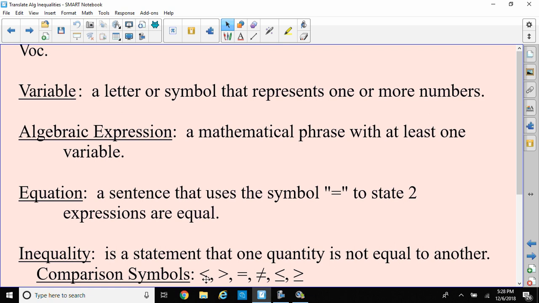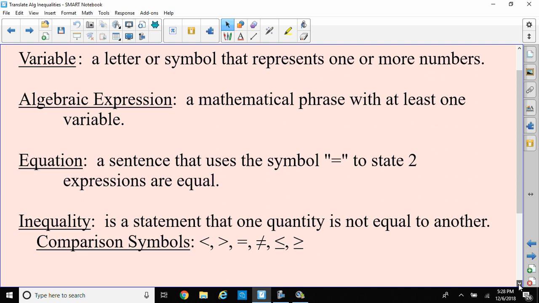The comparison symbols that you should know are first the less than symbol, the greater than symbol, the equal symbol we should know, the not equal to, and this is the less than or equal to symbol. This is the greater than or equal to symbol. If you want to see my other video on inequalities.